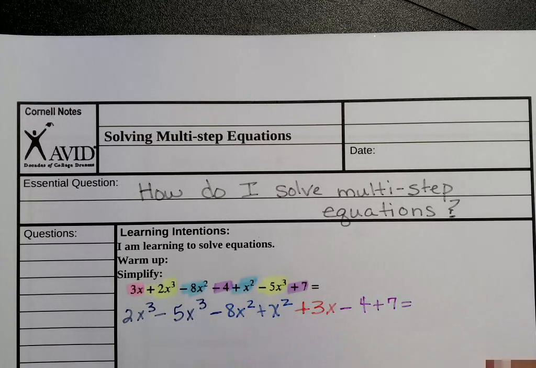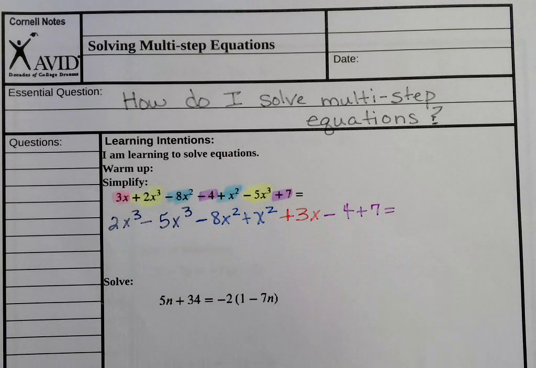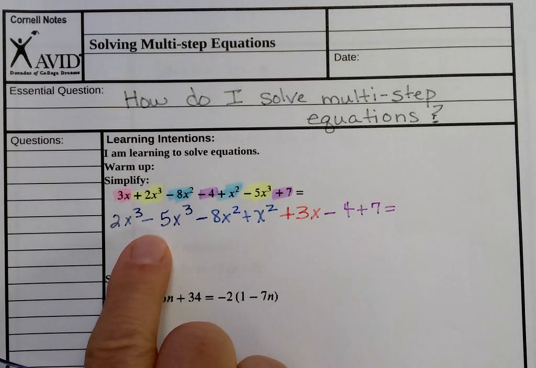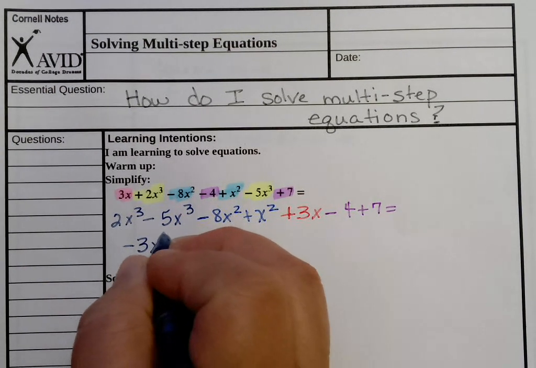Okay, remember, we deal with the coefficients only. The coefficients are those numbers in front. So I've got 2x to the third minus 5x to the third. I started with 2, I take away 5, that leaves me with a negative 3x to the third.